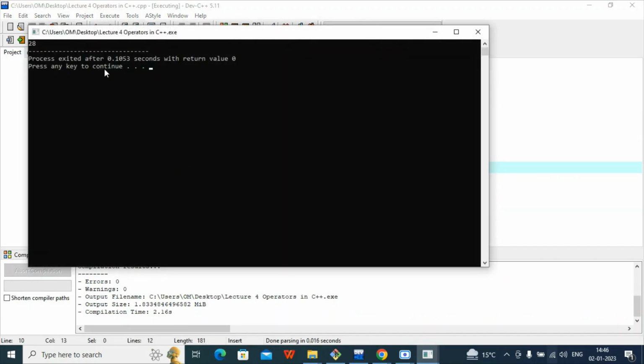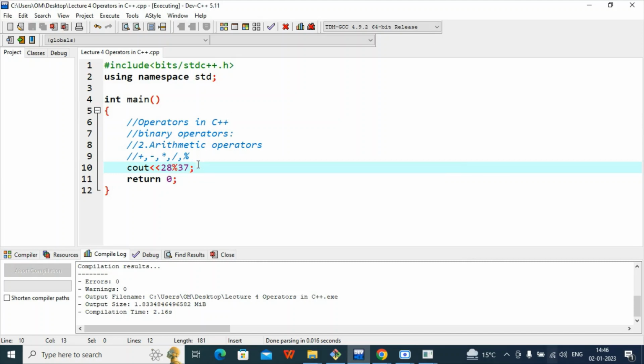Oh, it is giving you remainder as 28. Why is it giving you 28 remainder? Because when 37 divides 28, it divides 0 times, and the entire 28 is left, because 37 cannot divide this 28. That's why the remainder is left. When 2 divides 10, the remainder is 0, because 2 completely divides your 10.